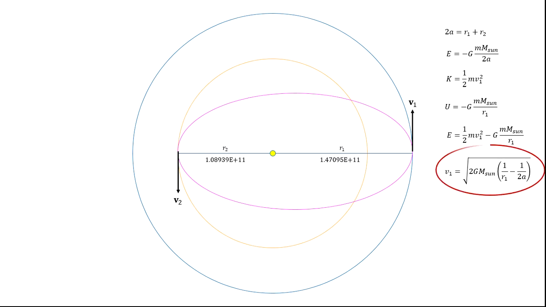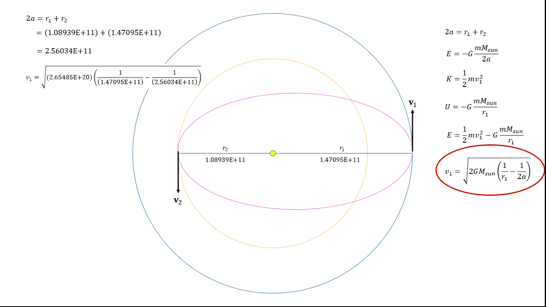We'll use the vis-viva equation to determine the initial velocity. The major axis 2a is r1 plus r2. That's 1.08939 times 10 to the 11th plus 1.47095 times 10 to the 11th. That equals 2.56034 times 10 to the 11th. Let's make those substitutions here. If you do the calculations, you get 27,711 meters per second that the probe must travel at Earth perihelion in order to reach Venus.